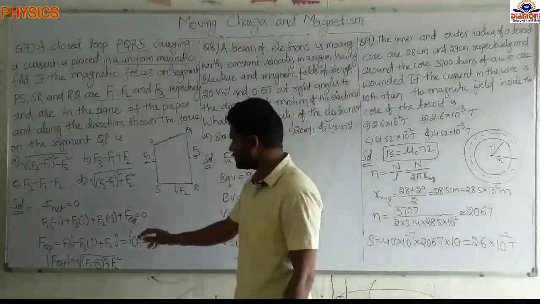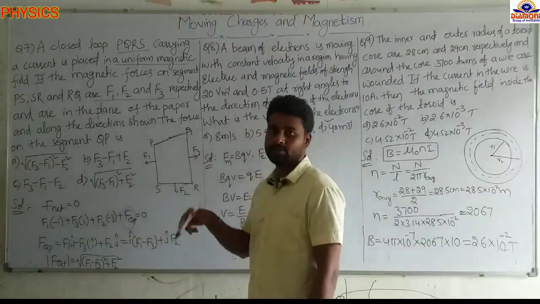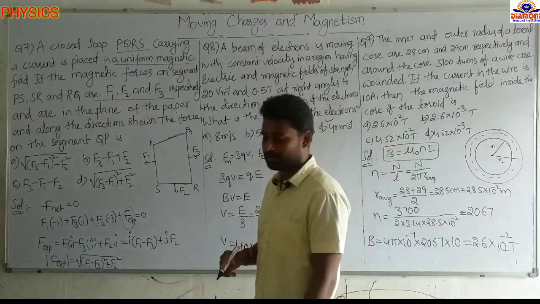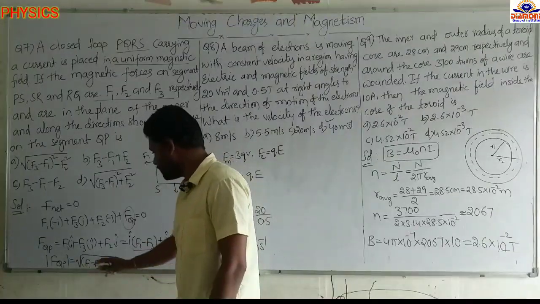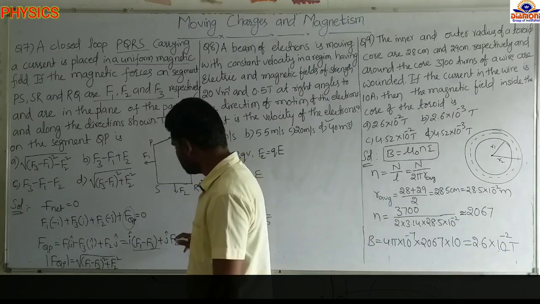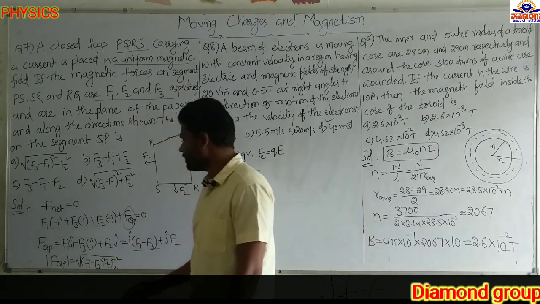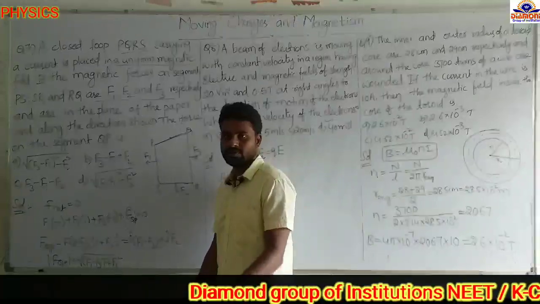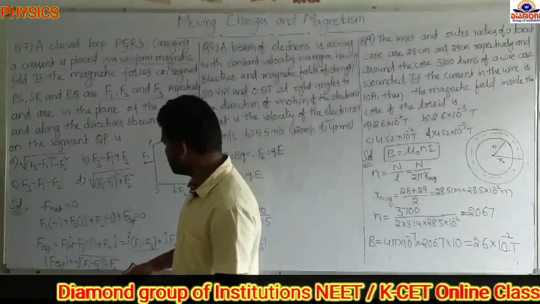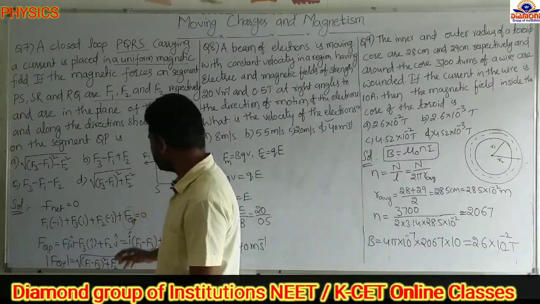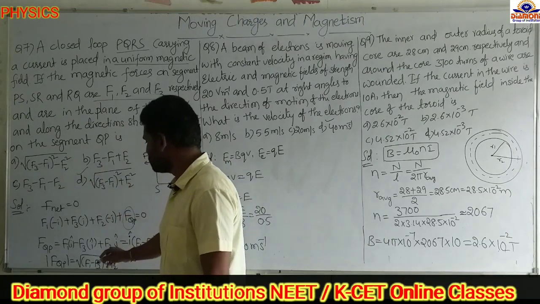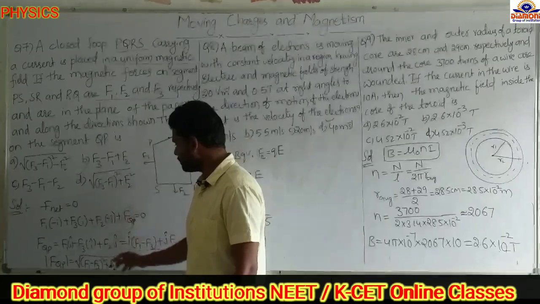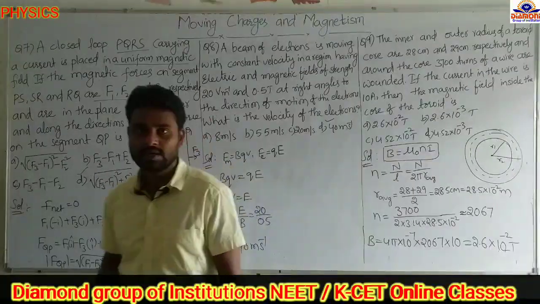Already you know this is in the x i cap plus y j cap form, then magnitude equal to the square root of x square plus y square. So square root of x square, which is (F1 minus F3) whole square, plus y square, which means F2 square. Here (F1 minus F3) whole square or (F3 minus F1) whole square, we will get the same value. See the options: (F1 minus F3) whole square plus F2 square, (F3 minus F1) whole square plus F2 square. Both are the same. D option is the right answer.